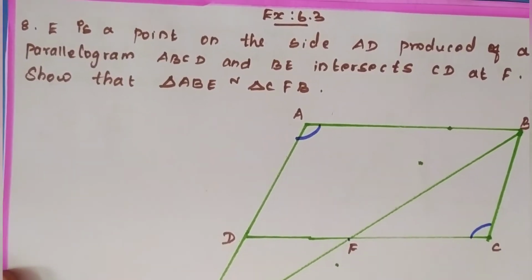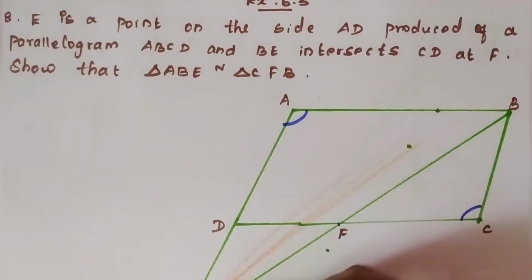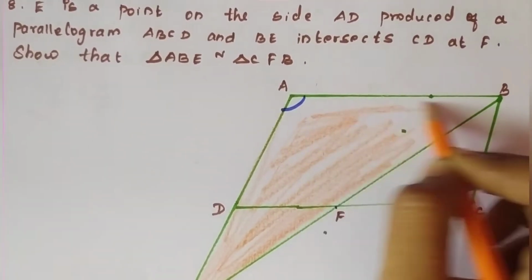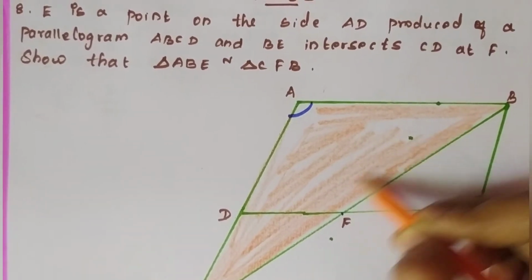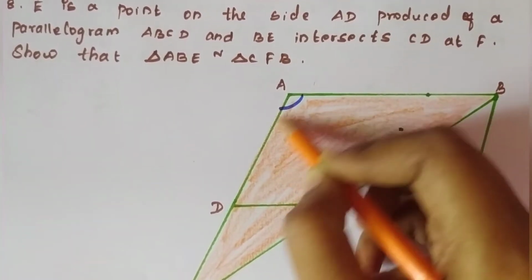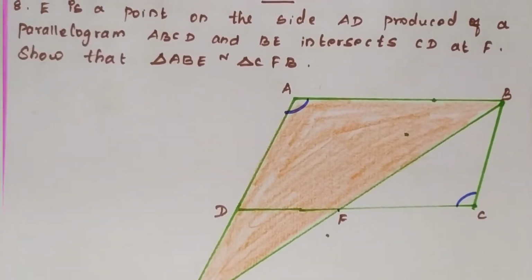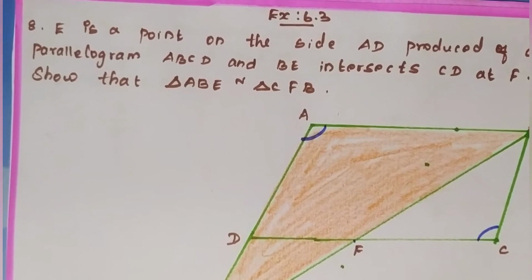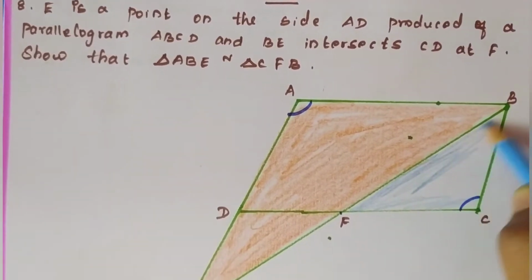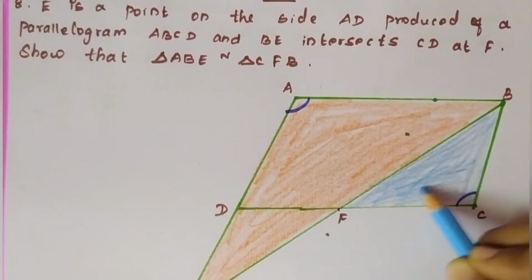Show that the triangle ABE, that is this orange color triangle, and triangle CFB are similar. We have to prove that these two triangles are similar.